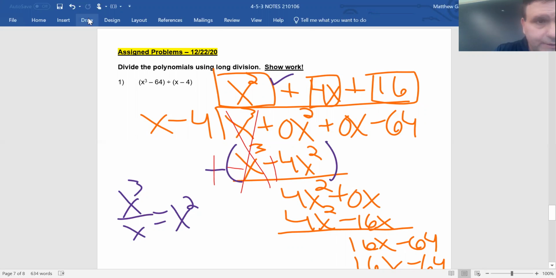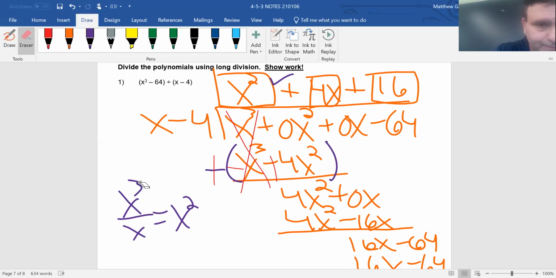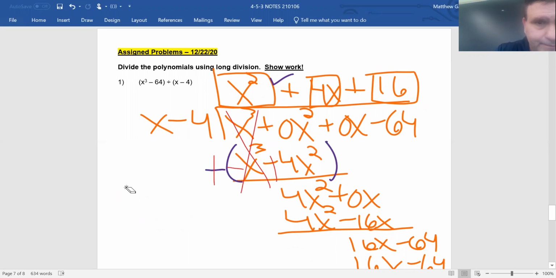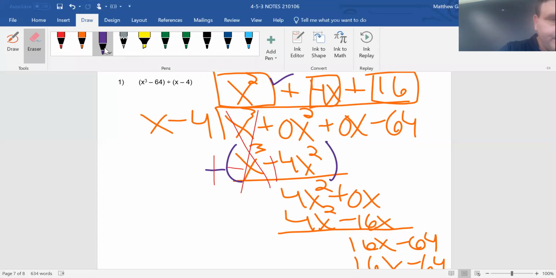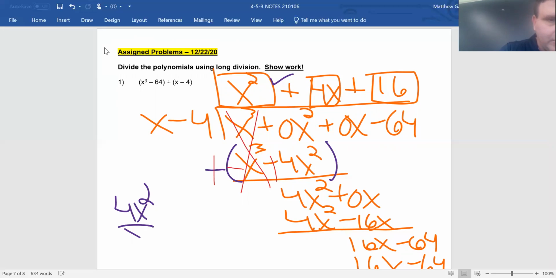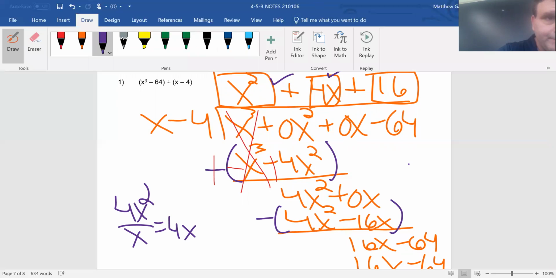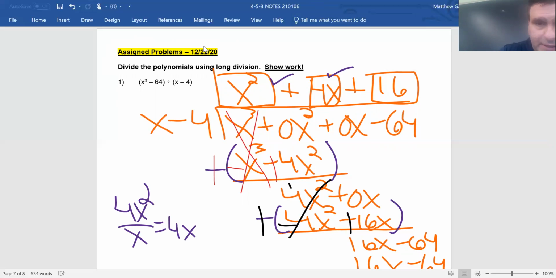And then secondly, we divide 4x squared by x. 4x squared divided by x is 4x. 4x times x is 4x squared. 4x times negative 4 is negative 16x. So subtract going down. So these cancel, and we're left with 16x.